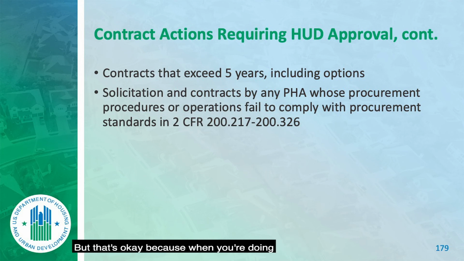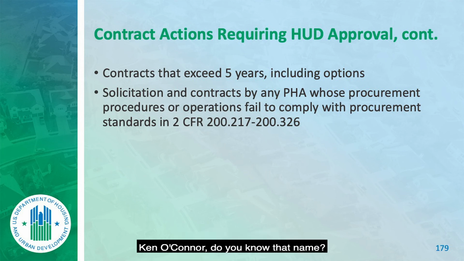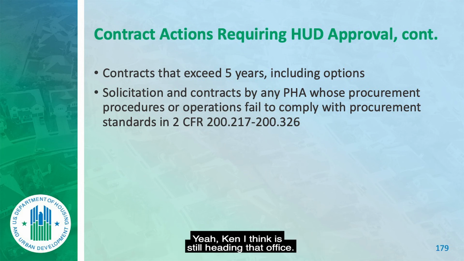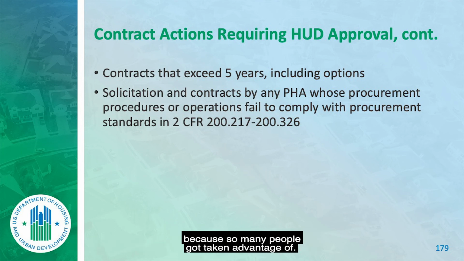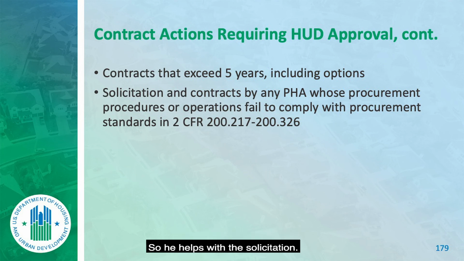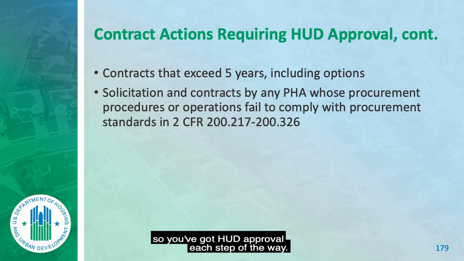But that's okay, because when you're doing an energy performance contract, you have to work with HUD every step of the way. Ken O'Connor, do you know that name? Yeah. Ken, I think, is still heading that office. He's now a contractor to HUD. He's got to approve you every step of the way. HUD gives you that assistance because so many people got taken advantage of. So he helps with the solicitation. You do it. He just gives you advice, and in getting the contract executed, gives you advice, just to keep your guidance going. But Ken O'Connor represents that office, so you've got HUD approval each step of the way.